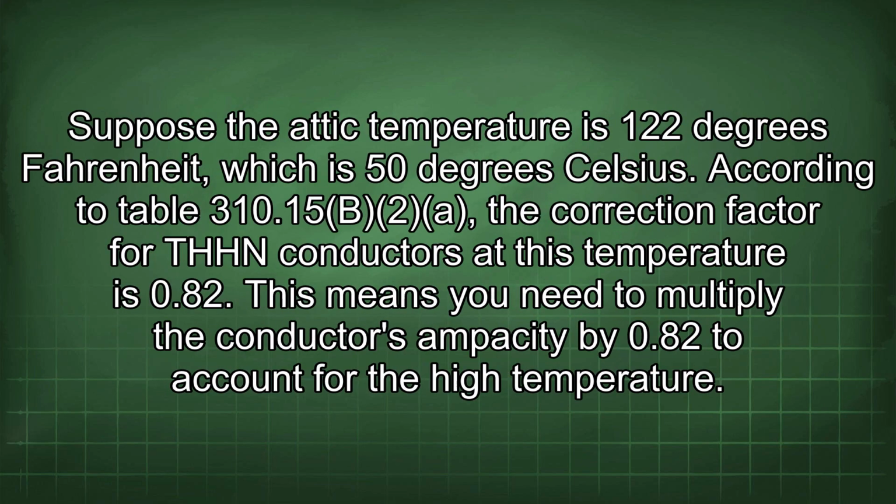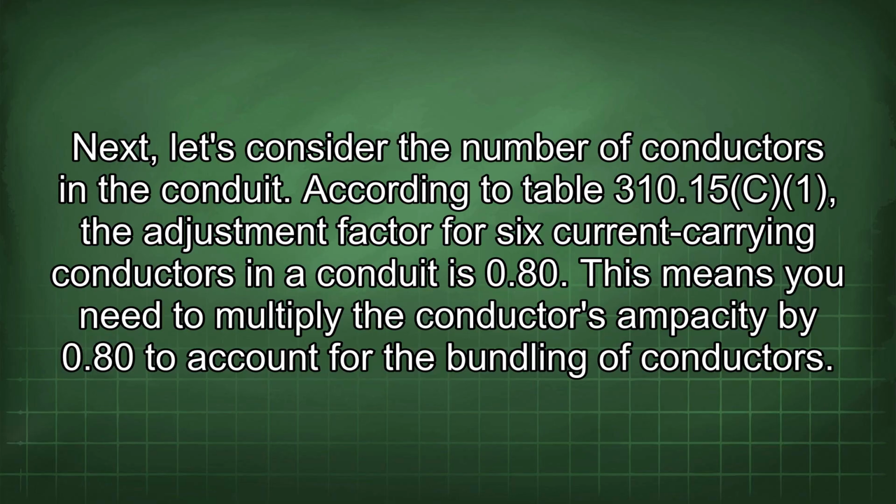Suppose the attic temperature is 122 degrees Fahrenheit, which is 50 degrees Celsius. According to table 310.15(B)(2), the correction factor for THHN conductors at this temperature is 0.82. This means you need to multiply the conductor's ampacity by 0.82 to account for the high temperature. Next, let's consider the number of conductors in the conduit. According to table 310.15(C)(1), the adjustment factor for 6 current-carrying conductors in a conduit is 0.80. This means you need to multiply the conductor's ampacity by 0.80 to account for the bundling of conductors.